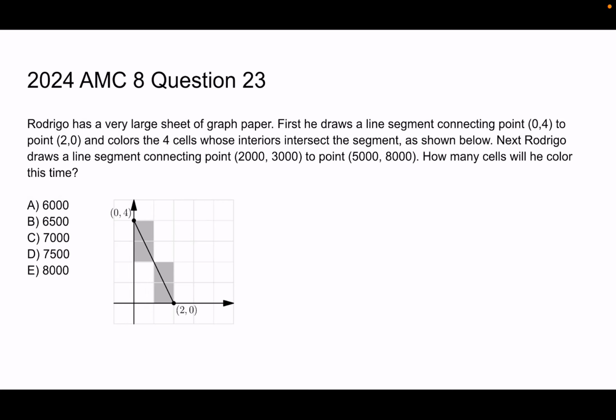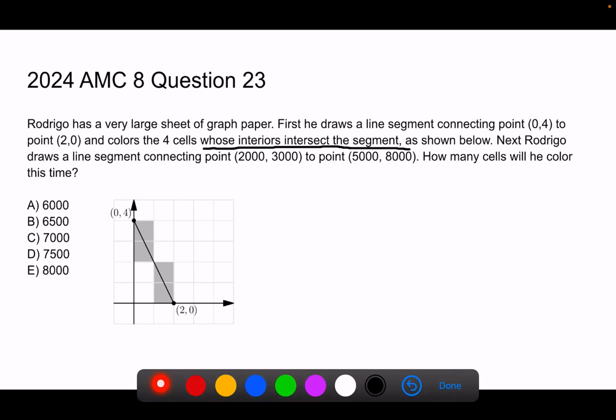Question 24, AMC 8, question 23. Rodrigo has a very large sheet of graph paper. First, he draws a line segment connecting point (0, 4) to point (2, 0) and covers the four cells whose interiors intersect the segment as shown below.